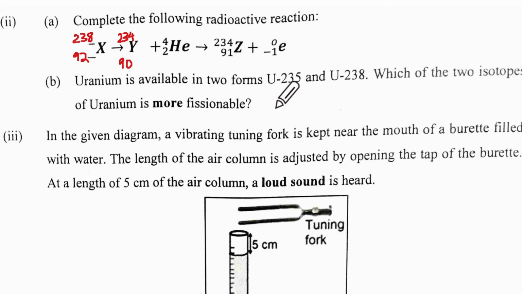Uranium is available in two forms, uranium-235 and uranium-238. Which of the two isotopes of uranium is more fissionable? Now both of them are fissionable, but easily fissionable is uranium-235 because fission takes place because of the slow moving neutron being taken by the nucleus of this uranium atom, whereas this takes fast moving neutron and then it gives fission reaction.